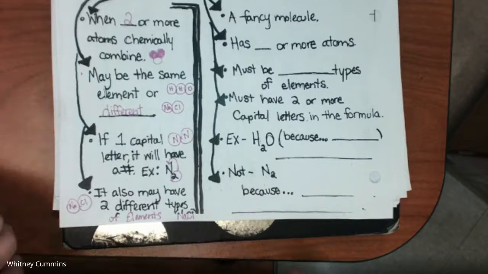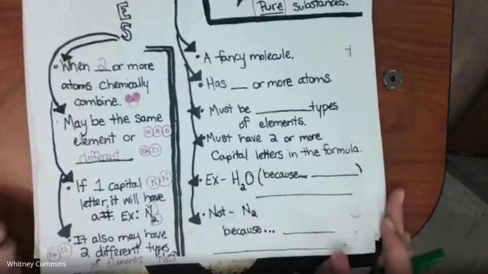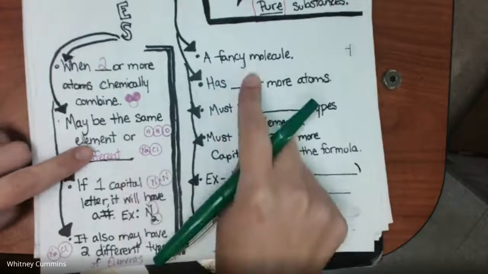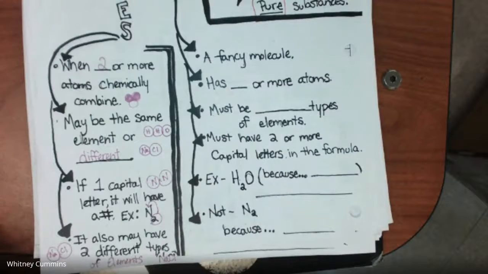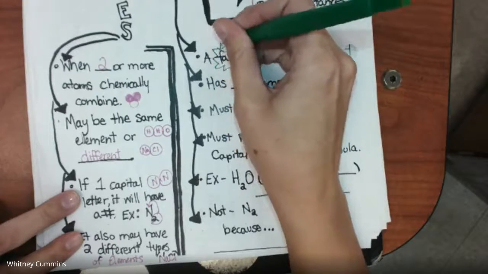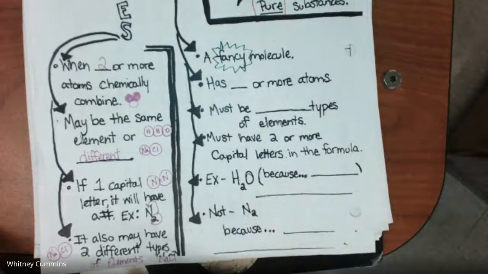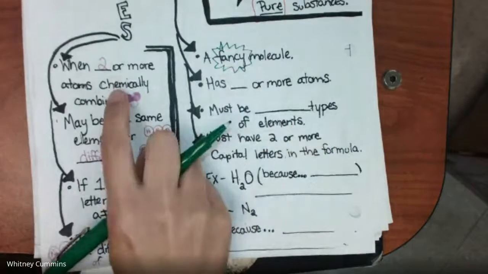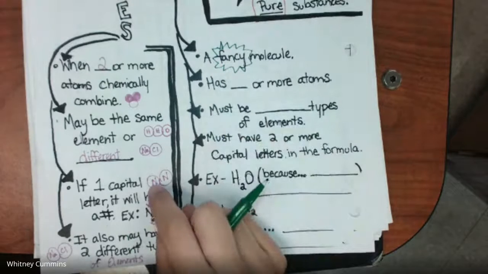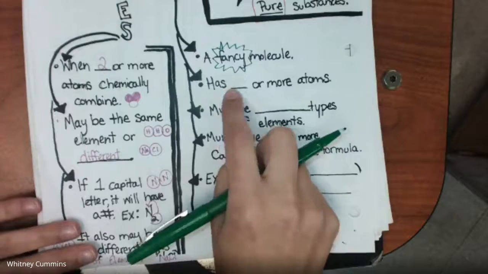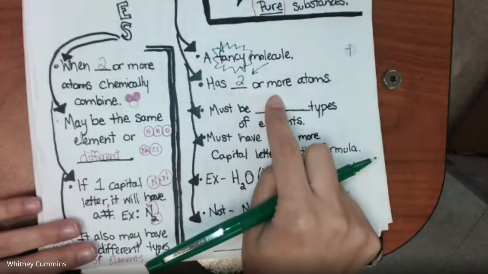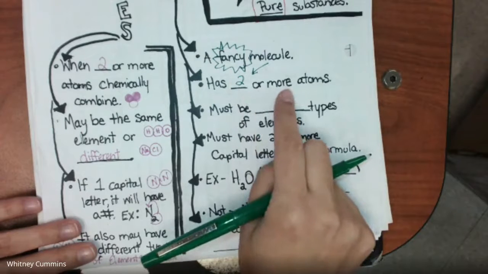But somewhere down the line, they realized that they needed a better way to describe things. And so some molecules can also be considered a compound. I call this a fancy molecule. It's a little bit more complicated than our regular molecules. It's nice and fancy, and this would be a compound. Again, because it says molecule here, I know that it has to have at least two or more atoms that are chemically combined.